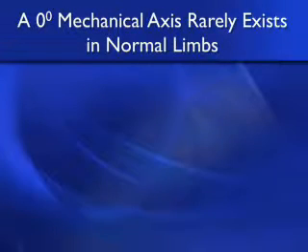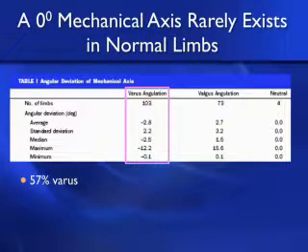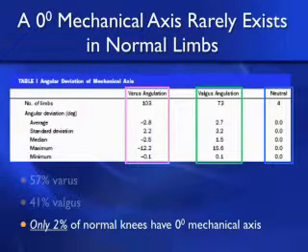Now, not only is the mechanical axis in most knees not zero degrees, a zero-degree axis rarely exists in normal limbs. And if we look at this table taken directly out of Eckhoff's article, 50% of normal limbs are in varus, 1% are in valgus, and only 2% of normal limbs have a so-called straight line or zero-degree mechanical axis, in which the line from the femoral head to the ankle passes through the center of the knee.